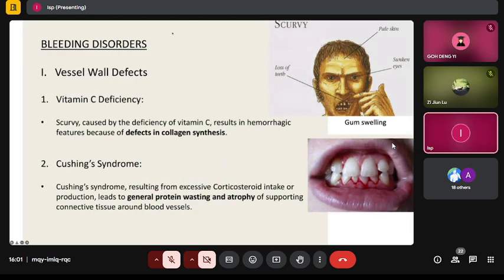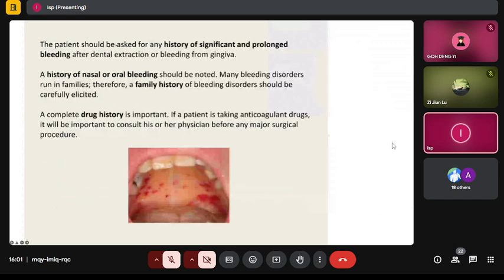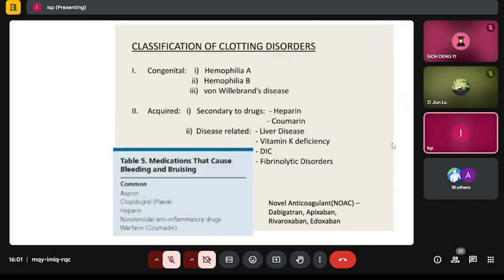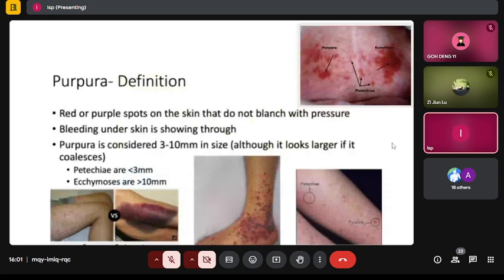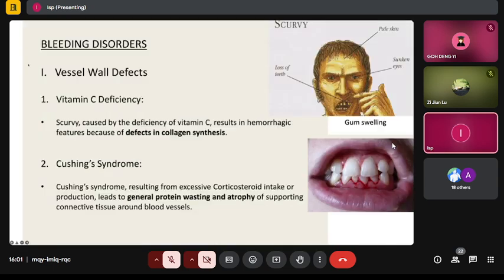Okay. Other causes of bleeding disorder. Just now we talked about coagulation factor deficiency, and now vascular defect due to vitamin C deficiency, the scurvy. Because of the low vitamin C, it can cause a defect in collagen synthesis. So the patient has easy bleeding. Usually this bleeding will be mucosal.